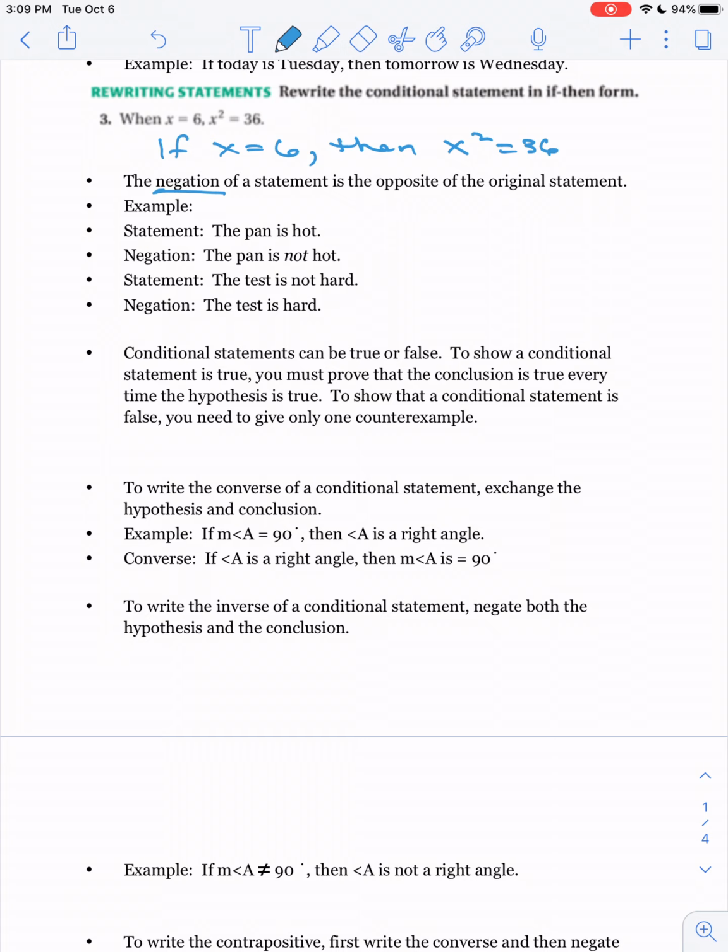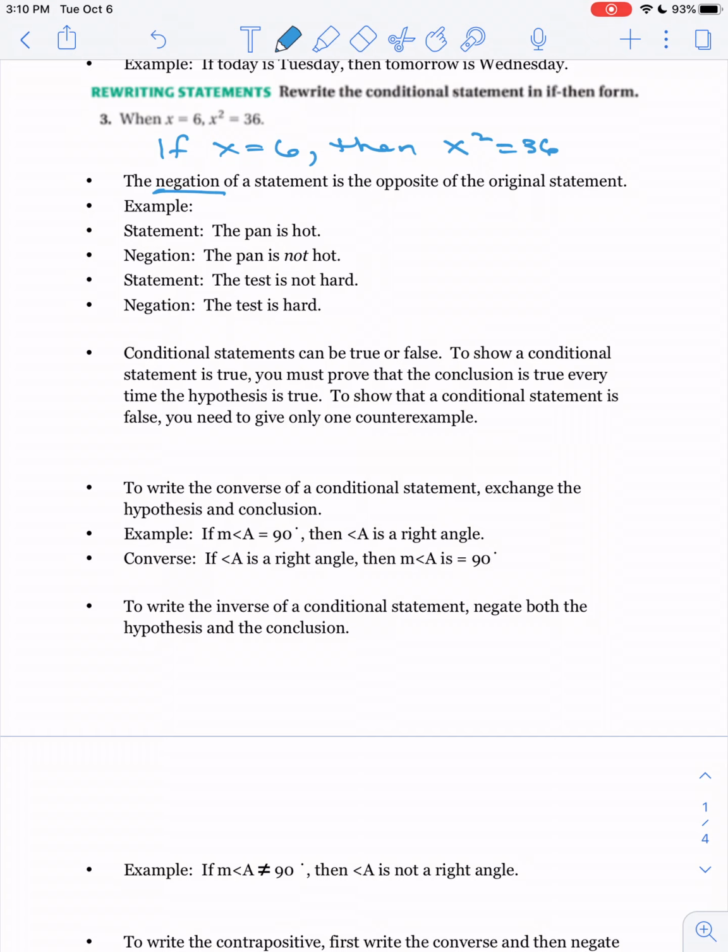A conditional statement can be true or false. To show that it's false, you can simply find one condition where the hypothesis is true, but the conclusion is false. So maybe an example would be, if today is Monday, then we have school. A counterexample would be, say, Labor Day. It's Monday, but we don't have school. The hypothesis is true. It is Monday. The conclusion is false. We do not have school.